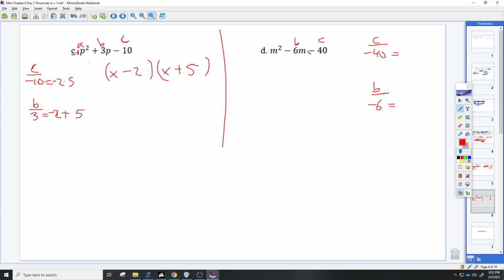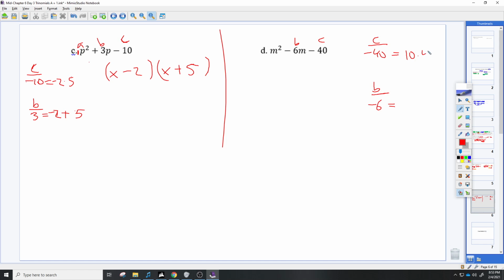What else would work? 5 and 8? That's a little too close, right? 5 and 8 would give you the 40, but putting together 5 and 8, you're not going to get a difference of 6. So what else would work?